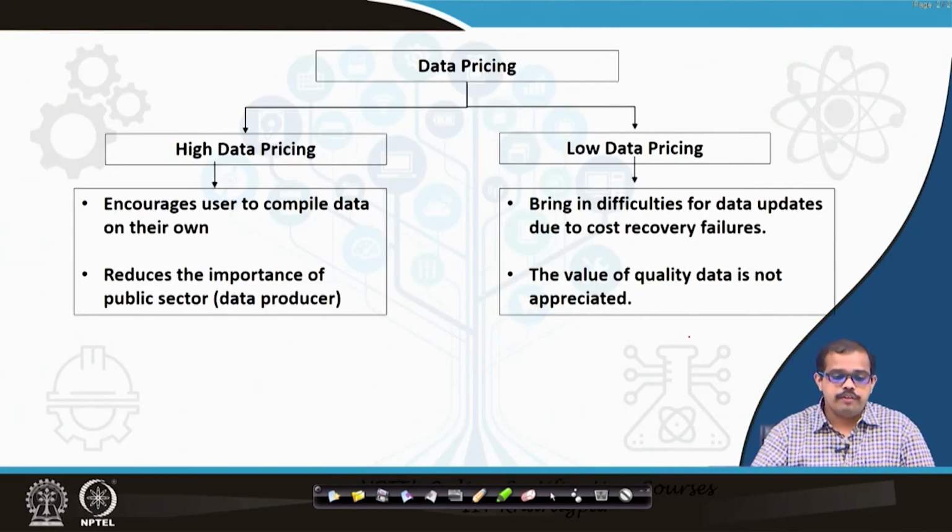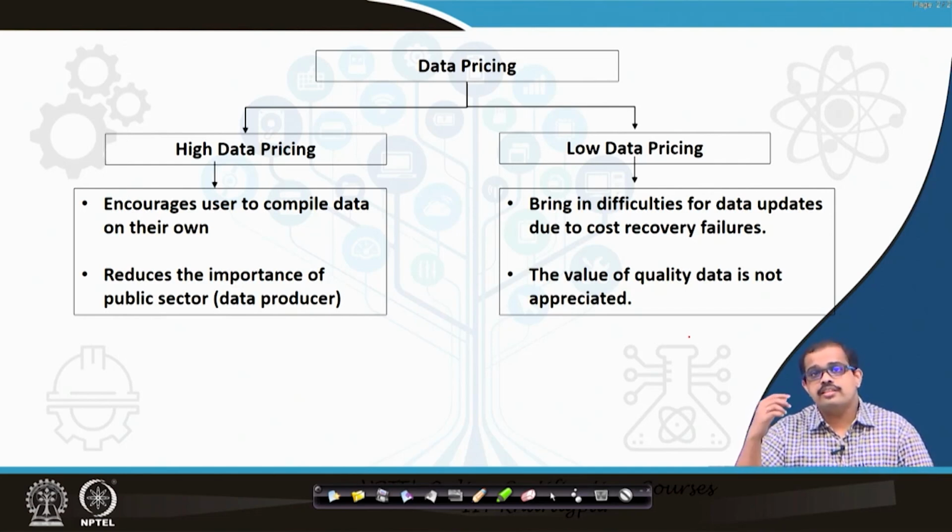So when you look at data pricing, you have high data pricing versus low data pricing. High data pricing will actually encourage users to compile data on their own. Basically that is exactly what users of today are trying to do. There is a lot of data available which is actually proprietary data. If you have to buy any of those data, you have to pay a large amount upfront. So instead of that, it is better to develop our own data. That is what people are trying to do.